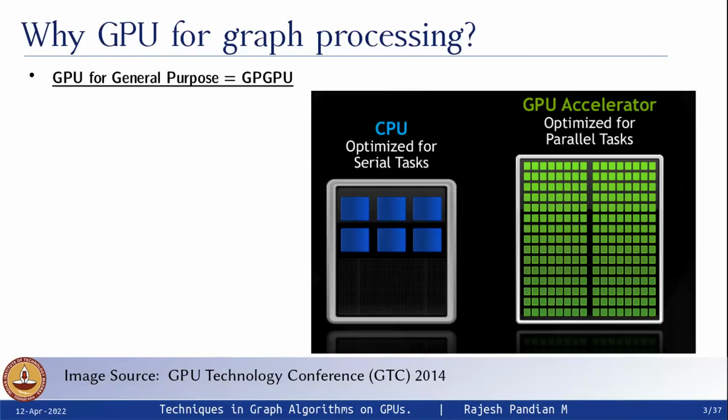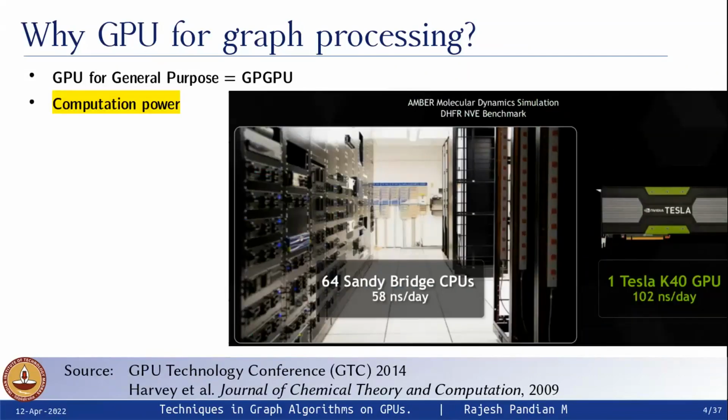Initially CPUs were designed for serial tasks, whereas GPUs, whose processing units are called cores, are designed specifically for arithmetic operations. Not just that, it has extremely huge computation power. For example, a supercomputer made up of 64 Sandy Bridge CPUs, which can take a molecular dynamics simulation that runs for days, can be done with a single Tesla K40 GPU within a few hours.